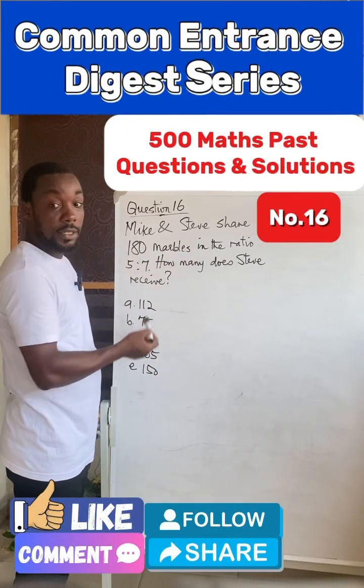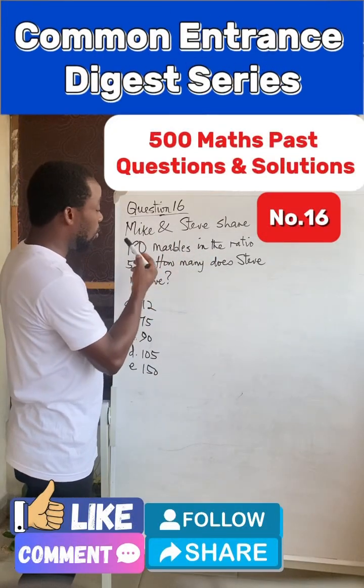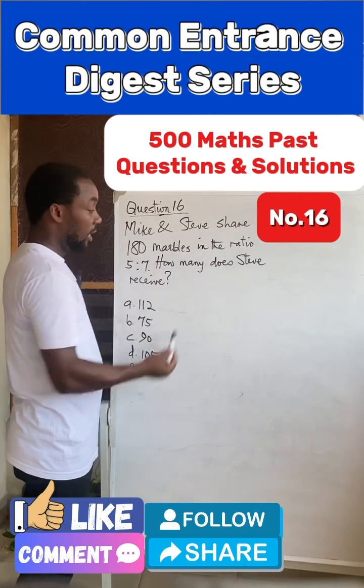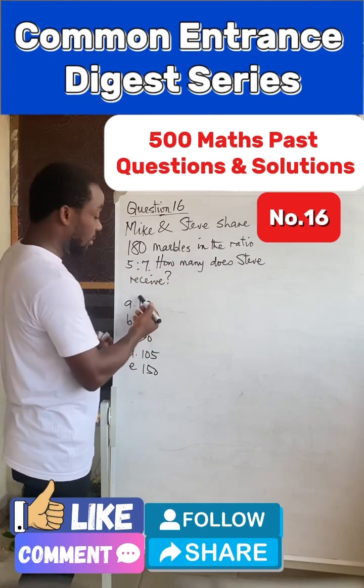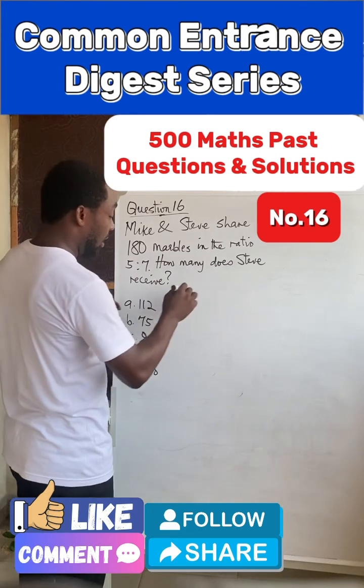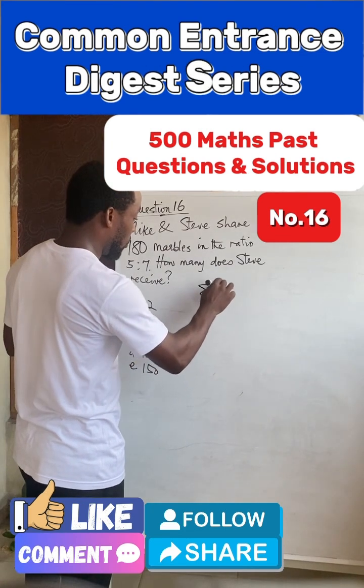Question 16. Mike and Steve share 180 marbles in the ratio 5 to 7. How many does Steve receive? Let's start with the solution.